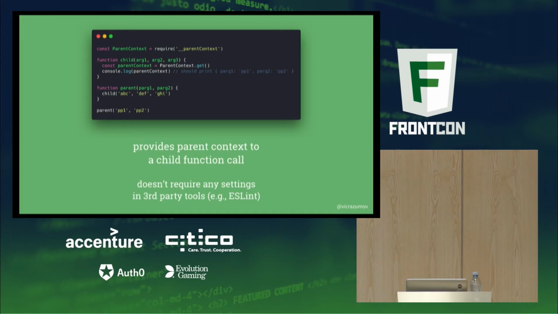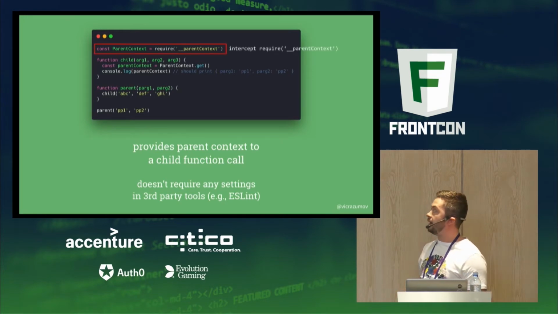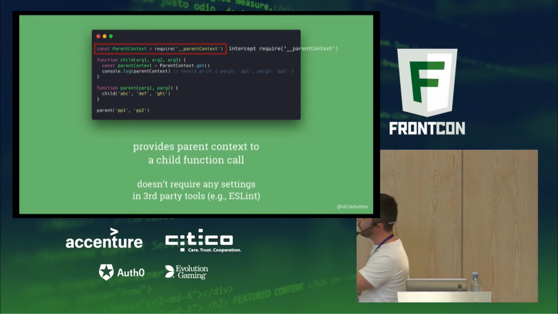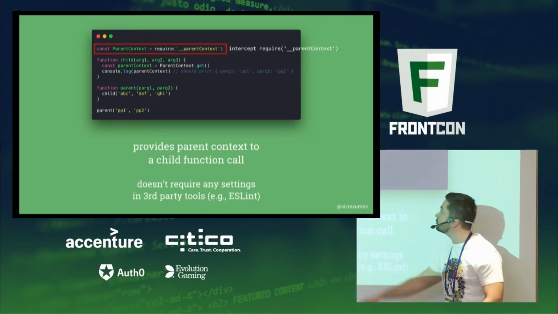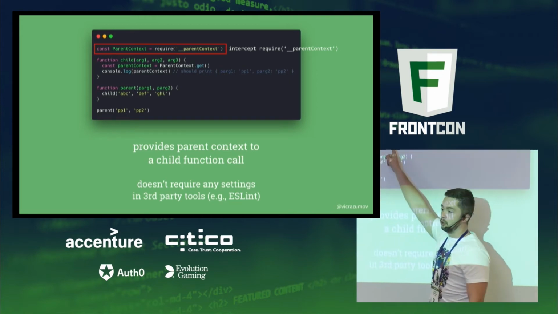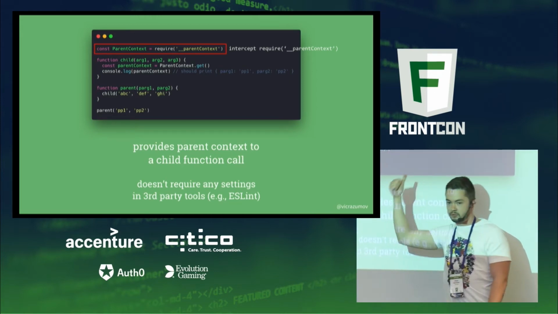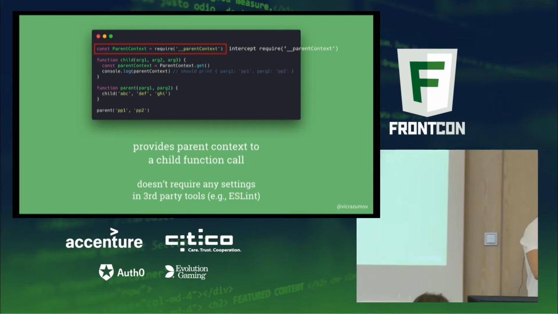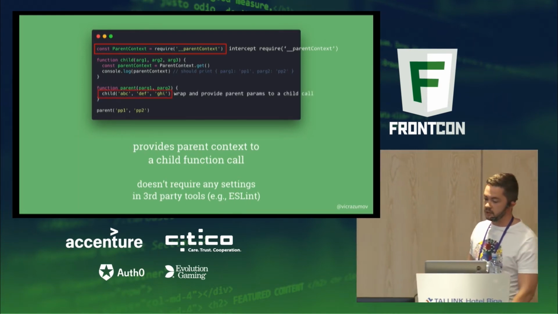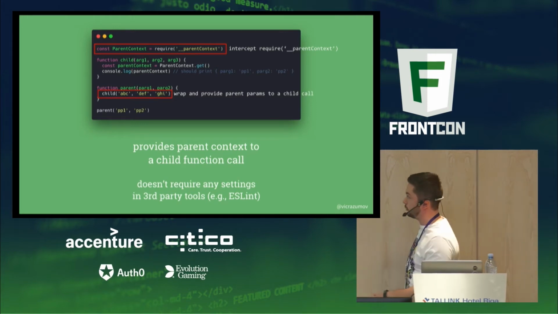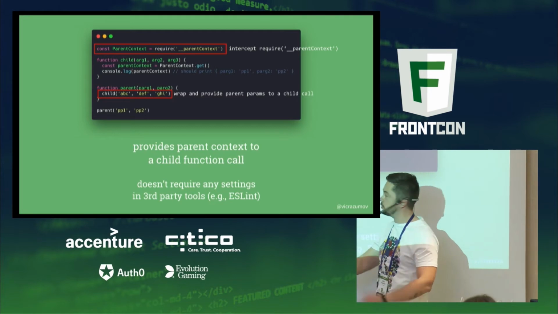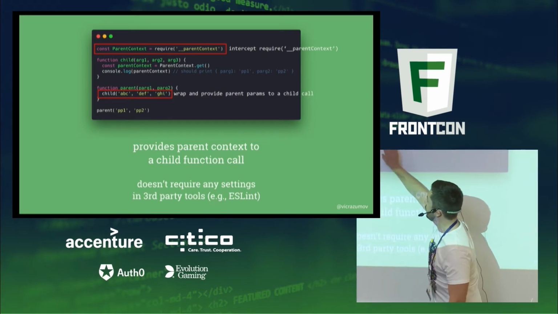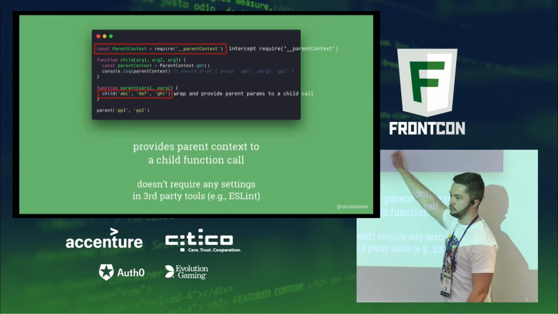So how will my plugin actually work? The workflow of my plugin is, first of all, I catch every require of parent context. I intercept it, enable my plugin, and remember where it goes. So that parent context only got the require of parent context. Next thing is to wrap and provide parent params to a child call. So I just grab parg1, parg2, wrap them in an object, and pass them as the last argument of the child call.